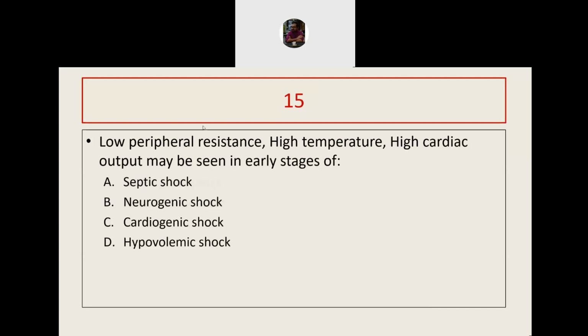So to help you, let me solve this step by step. It says low peripheral resistance. That means vasodilation. So automatically C and D are ruled out because in cardiogenic and hypovolemic shock, there is vasoconstriction due to renin-angiotensin system. So we are left with A and B. Then there is high temperature. That can be seen in both of them. But then comes high cardiac output. In neurogenic shock, sympathetic supply is lost, so cardiac output is not high. Whereas in septic shock due to fever, there is stimulation of the heart and cardiac output is high. So the answer is A, septic shock.